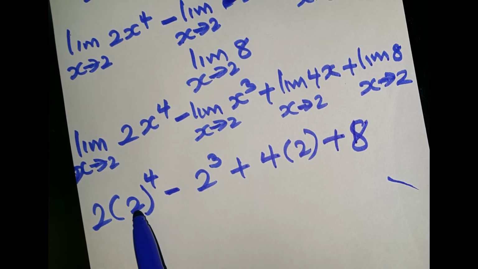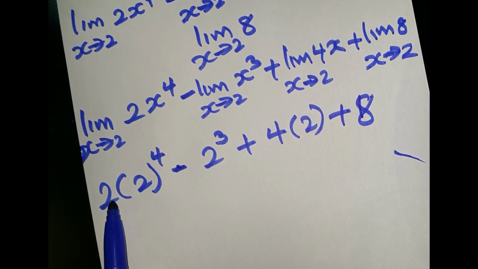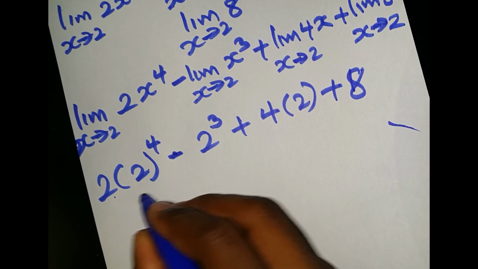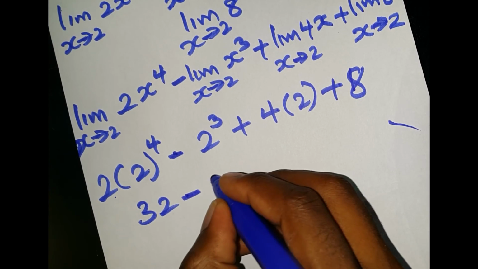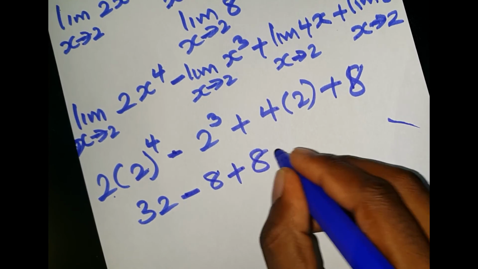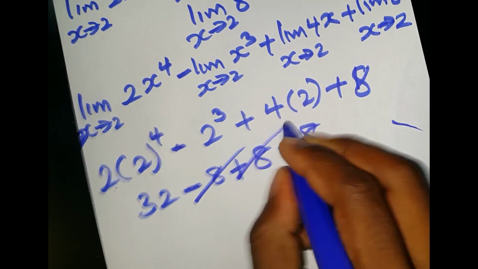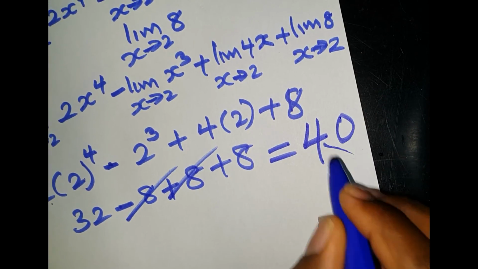Now 2 to the 4th will be 16, and 16 times 2 is 32. So this one will be 32 minus 2 cubed, which is 8, plus 8, plus 8. So this minus 8 and plus 8 will cancel. Our final answer will be 40.